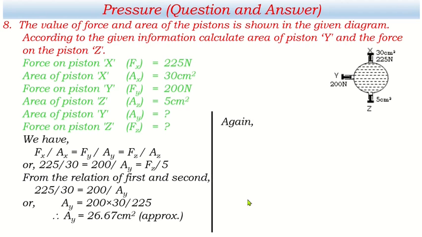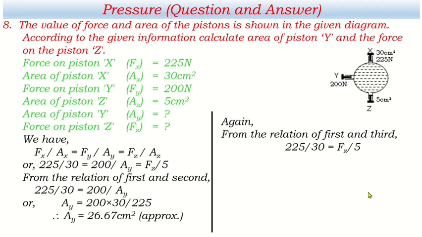Let's have another solution. Again, from the relation of first and third. First and third means piston X and Z. If we relate these two, I mean to say Fx by Ax is equal to Fz by Az, then we can write 225 divided by 30 equal to Fz divided by 5. Now we are going to calculate Fz. Fz is equal to 225 into 5 by 30. We'll get Fz is equal to 37.5 Newton. This way we can solve the numerical problem.